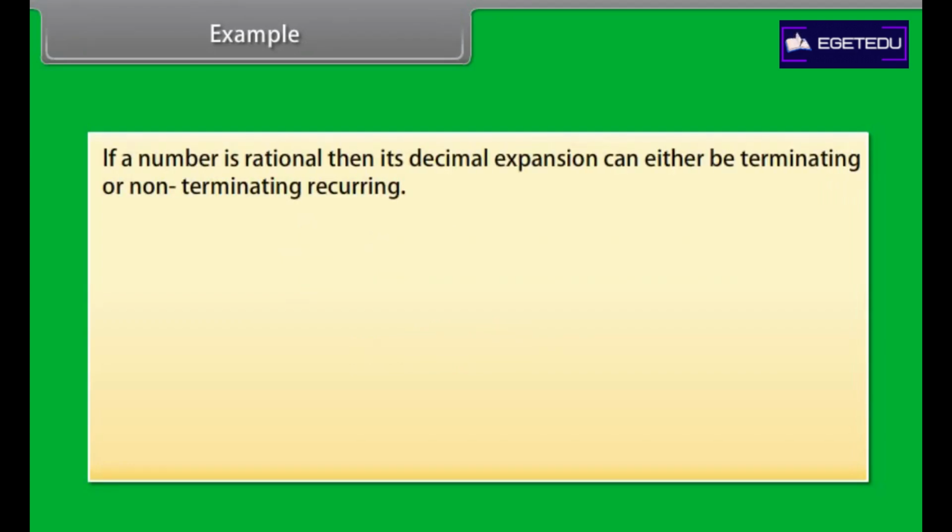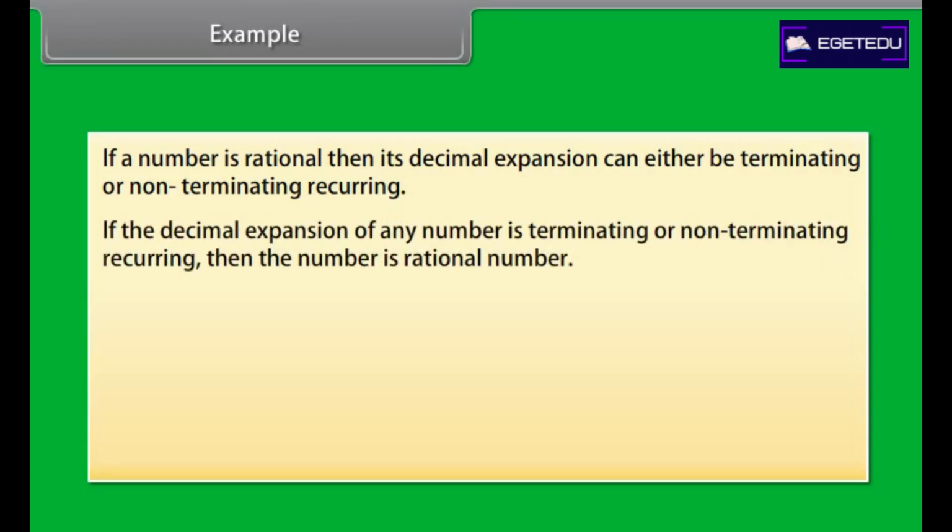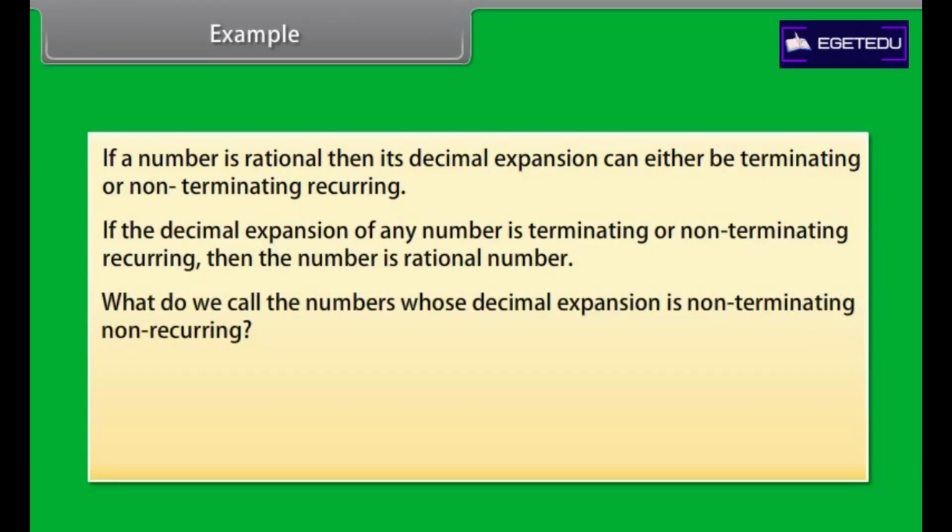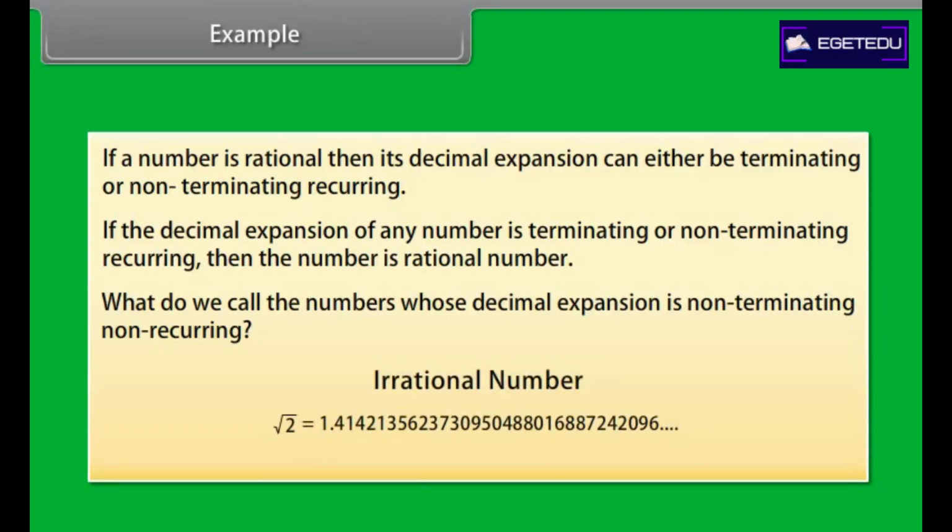Hence, if a number is rational, then its decimal expansion can either be terminating or non-terminating recurring. In other words, if the decimal expansion of any number is terminating or non-terminating recurring, then the number is a rational number. And what do we call the numbers whose decimal expansion is non-terminating, non-recurring? Those numbers are irrational numbers. For example, square root of 2, pi, etc.